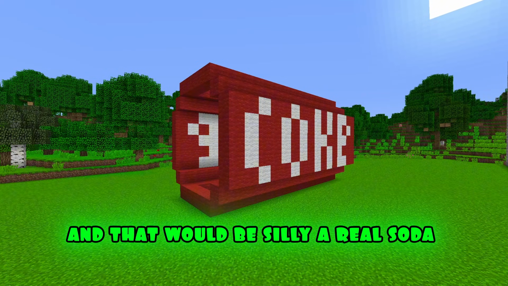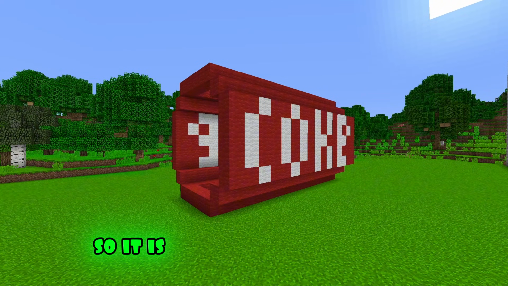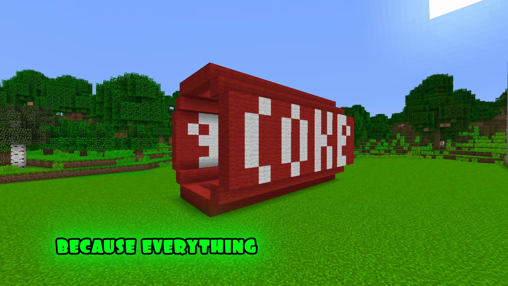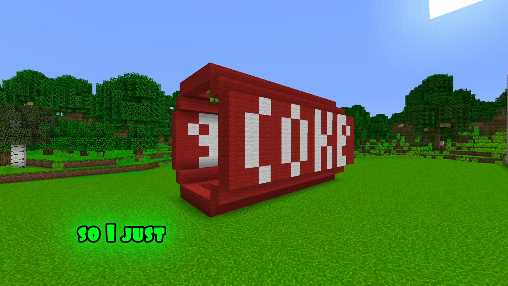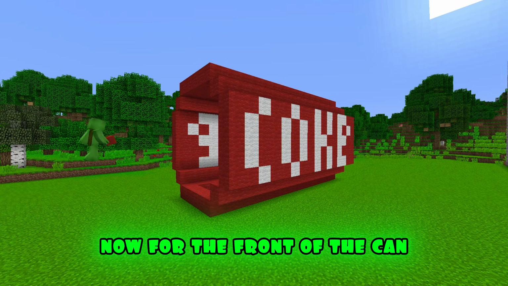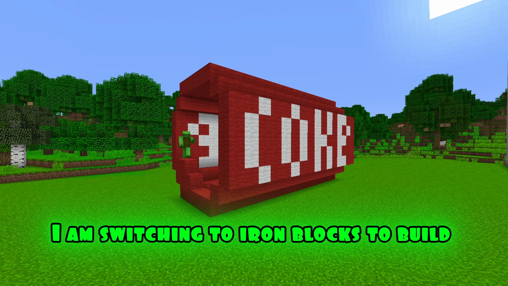A real soda can is a cylinder, so it is round, but in Minecraft, you cannot really make perfect circles because everything is made of squares. So I just try to curve the edges a little bit, and it kind of works out. Now for the front of the can, I am switching to iron blocks to build a circle shape.